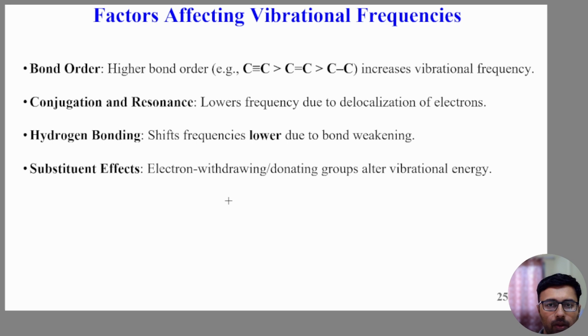For example, a typical carbon-carbon single bond absorbs at 1200 cm⁻¹ or lower. For the carbon-carbon double bond, it is about 1650 cm⁻¹, and for the carbon-carbon triple bond, it is about 2100 to 2260 cm⁻¹.